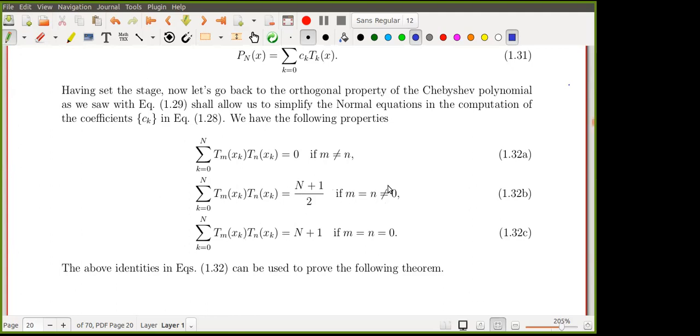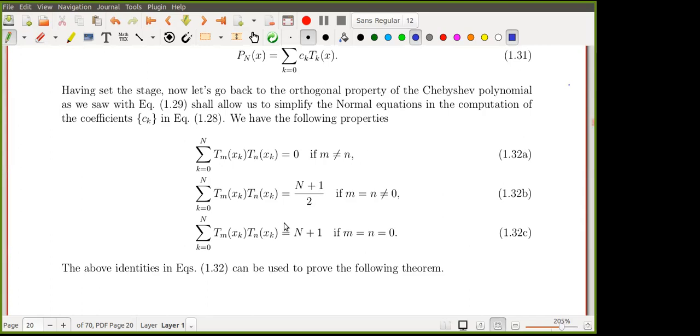If m is equal to n and they are all different from 0, we have this result. But if they are all equal to 0, we have a similar result, but it's not divided by 2. So it's twice this result. So you can see that this is not 1. So it cannot be normal, but it will be only orthogonal. So that's why we say it is orthogonal, but not orthonormal.